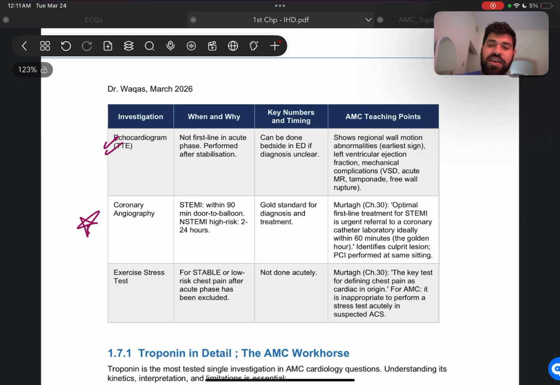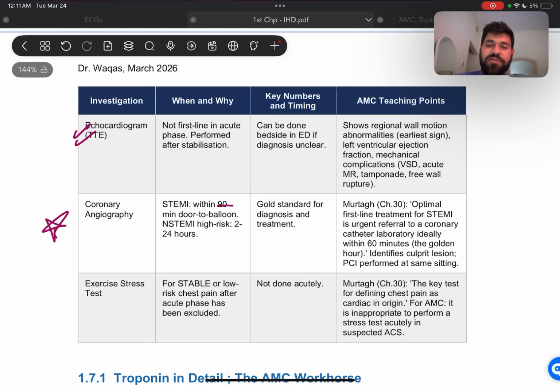STEMI. So there is something called door to balloon time, which is 90 minutes for STEMI, whereas for NSTEMI it could be between 2 to 24 hours. It's the gold standard for diagnosis and treatment. So we'll use coronary angiography for both diagnosis and treatment as well.